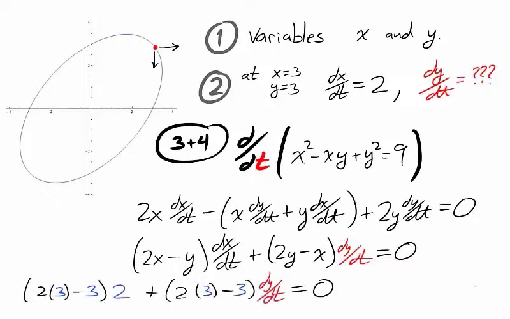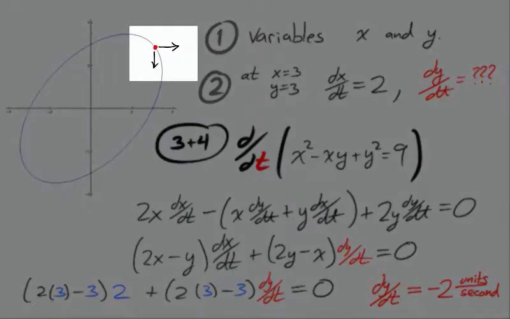Now substitute the known values. x is 3, y is 3, and dx/dt is 2. Solving the equation gives dy/dt, the vertical rate of change, is negative 2 units per second. Notice this is negative like we expected.